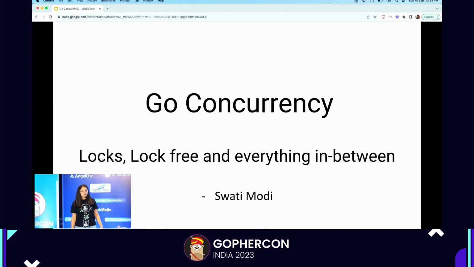Yeah. So today I'll be talking about Go concurrency primitives, more specifically about when to use locks, how do you do lock-free programming, etc.